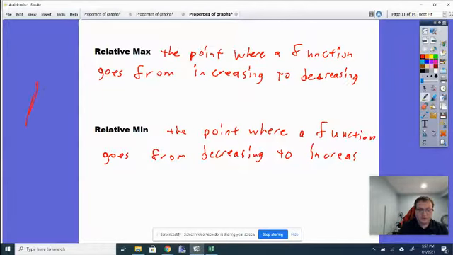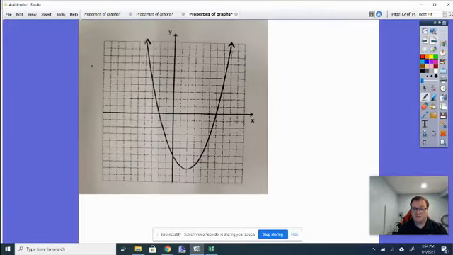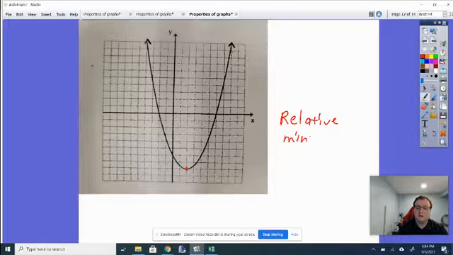We'll look at one in a second. The one we have only has one of these. So if I look, relative max is going from increasing to decreasing. Well, at no point is this thing increasing and then decreasing. It decreases and then increases. So I have something down here, but this is going to be a relative minimum. Okay, and that's going to be at 2, -8. Only one way to write these.